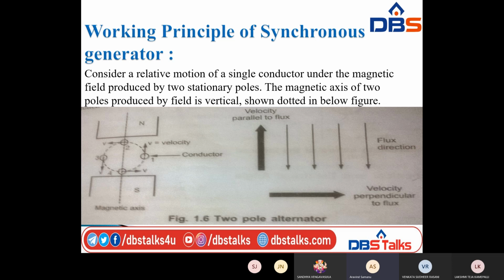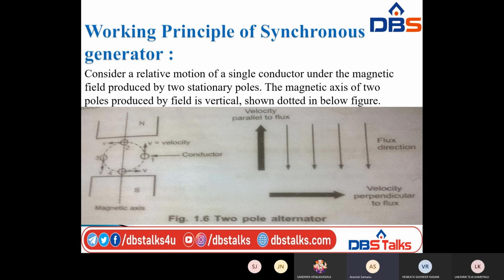So carefully observe here the magnetic axis of two poles. Magnetic axis of two poles, that is this vertical line. This vertical line contains the magnetic axis. So this magnetic axis of two poles produced by the field winding is vertical, shown dotted lines in the below figure. This vertical dotted line is nothing but the magnetic axis of the two poles, produced by the field.